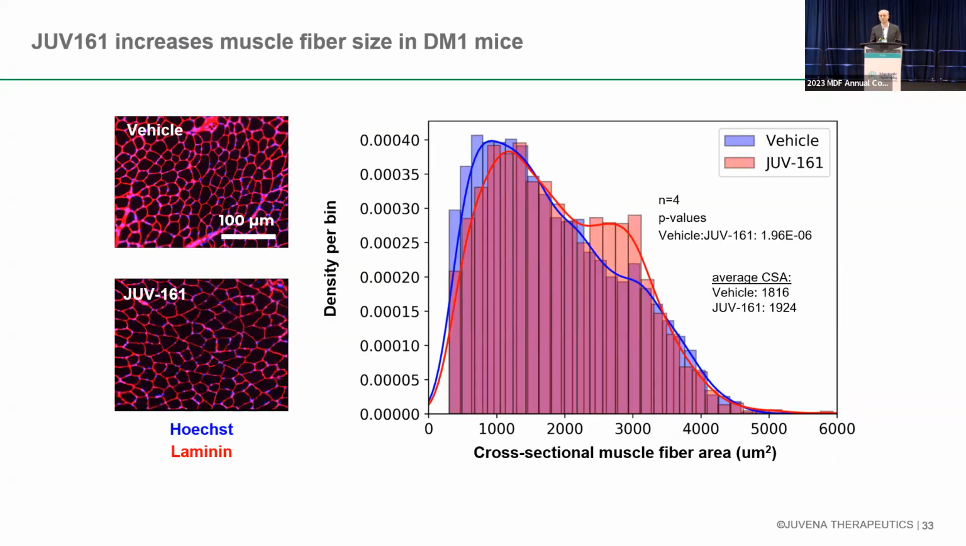Treatment with JUV161 also increases the average size of the muscle fibers, here shown as a distribution of the cross-sectional area of muscle fibers in JUV161 in red against the vehicle-treated control group in blue behind them. And you can see there's a nice population in the middle there where you have an increase in those nice middle-sized muscle fibers following chronic treatment.